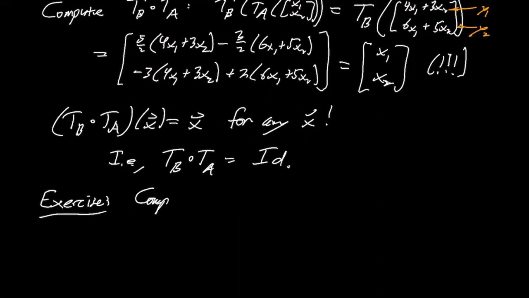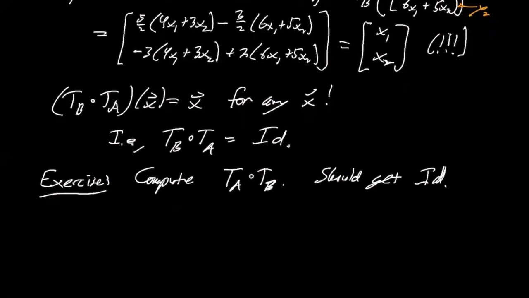Can you guess? Reverse the order. Compute T sub A composed with T sub B. Do the same thing. Plug them in the opposite order. If you do that, I claim you get the identity again. So you should get the identity transformation again, the do-nothing transformation. So I would try that.